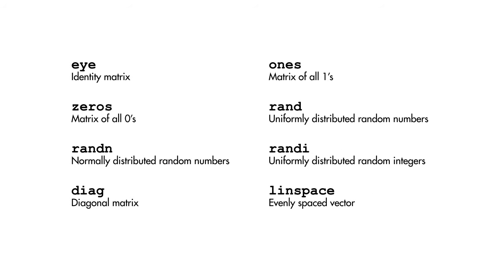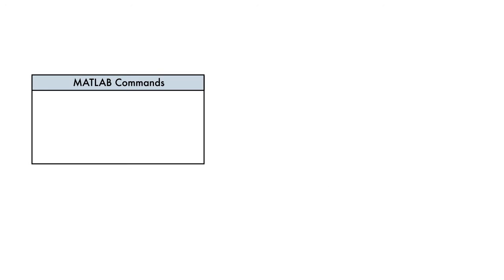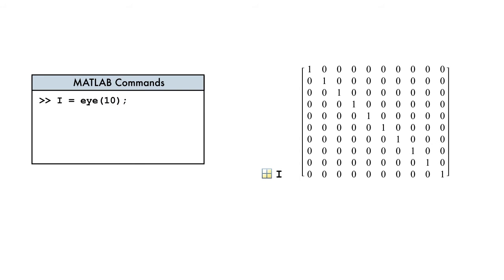Functions to create many common matrices are included in MATLAB. So, to create an identity matrix, we use the I function, like this. The input variable specifies the size of the square matrix. And bingo, there's our 10 by 10 identity matrix.